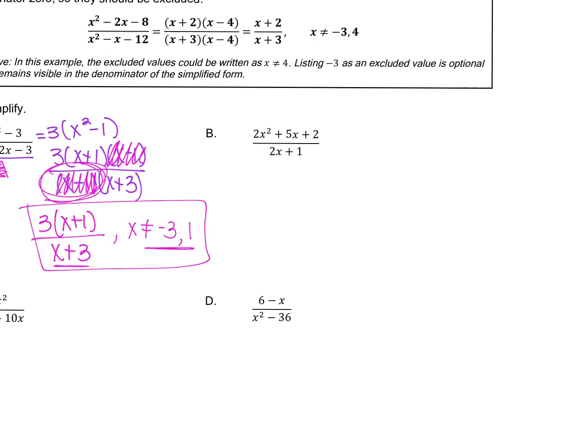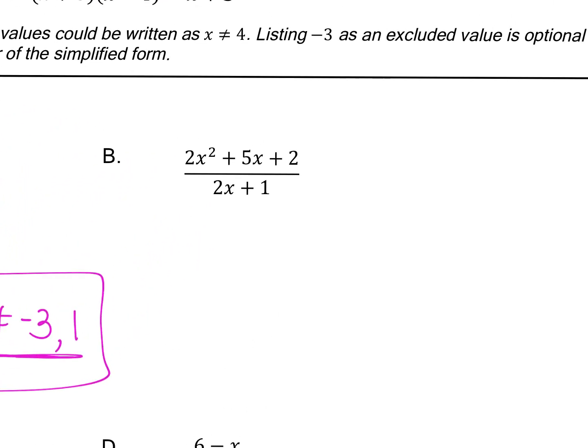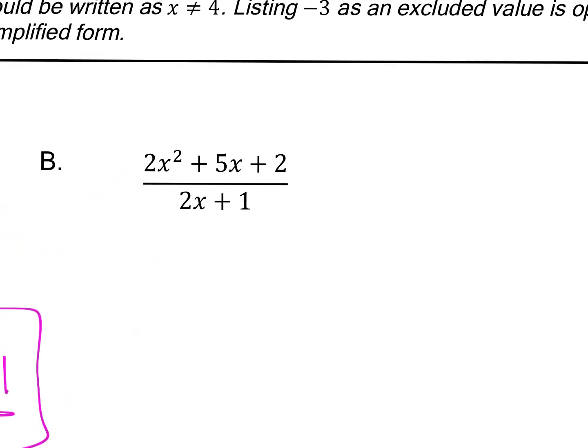Okay, looking at the next one. First step, factor. Notice this is a trinomial that does not have a GCF, so I want to use sum and product. Sum is the middle number, so 5. Product is what you get when you multiply the outsides, which would be 4. So we're trying to find two numbers that add to 5 and multiply to 4. That would be 1 and 4.